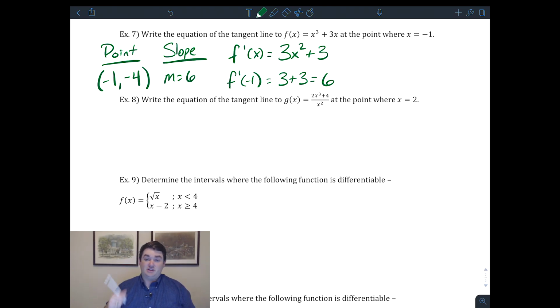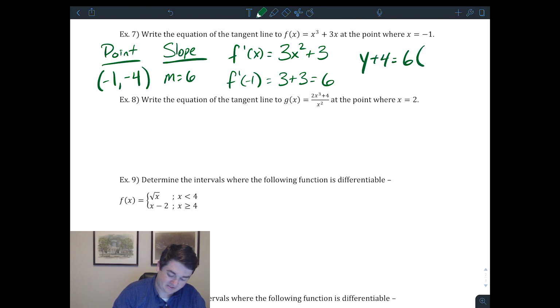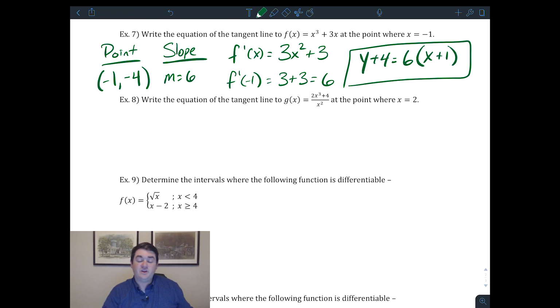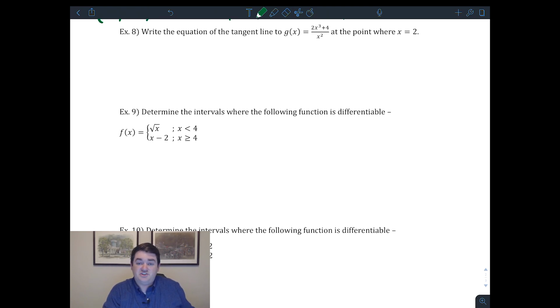Got my point, got my slope, point-slope form. Y minus y1 equals slope times x minus x1. It's that easy, as long as you remember point and slope. Example 8, write the equation of the tangent line of g of x equals 2x cubed plus 4 over x squared at the point where x equals 2.